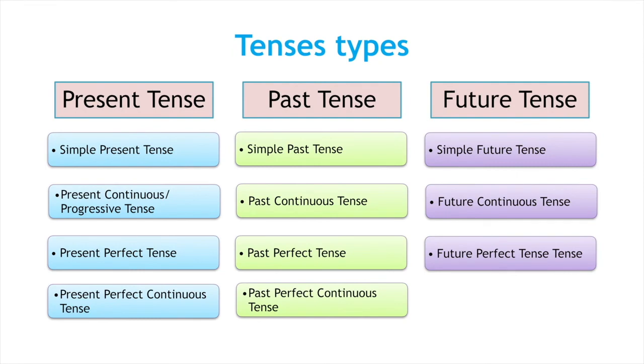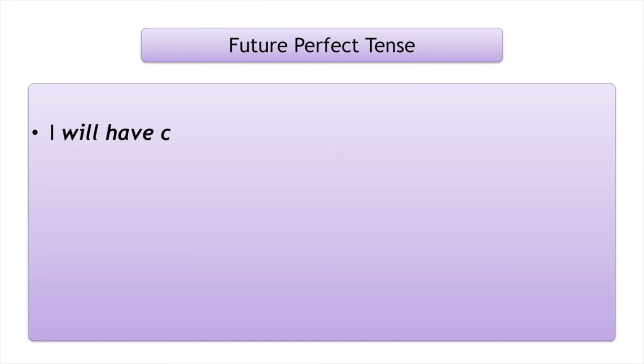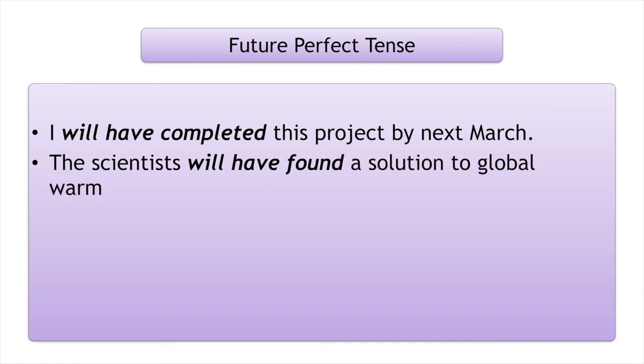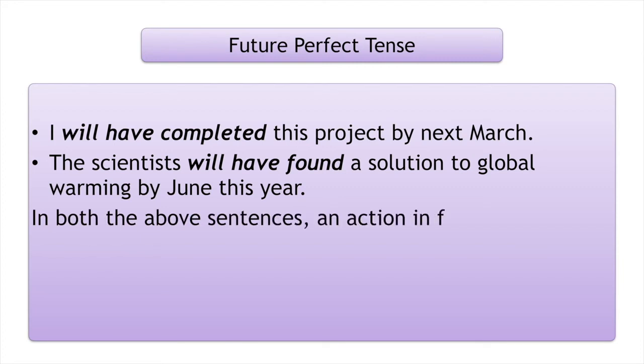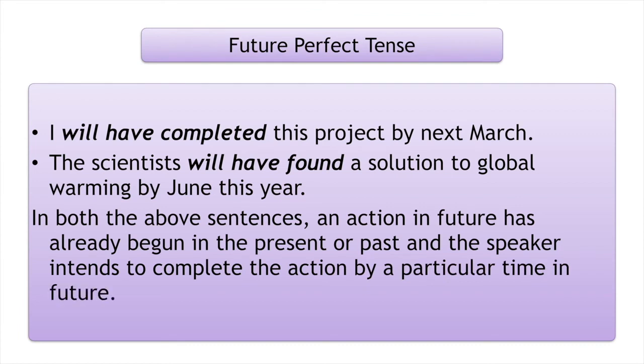Now let us understand future perfect tense. I will have completed this project by next March. The scientist will have found a solution to global warming by June this year. In both these sentences, an action in future has already begun in the present or past, and the speaker intends to complete the action by a particular time in future. Therefore, the tense used is future perfect tense.